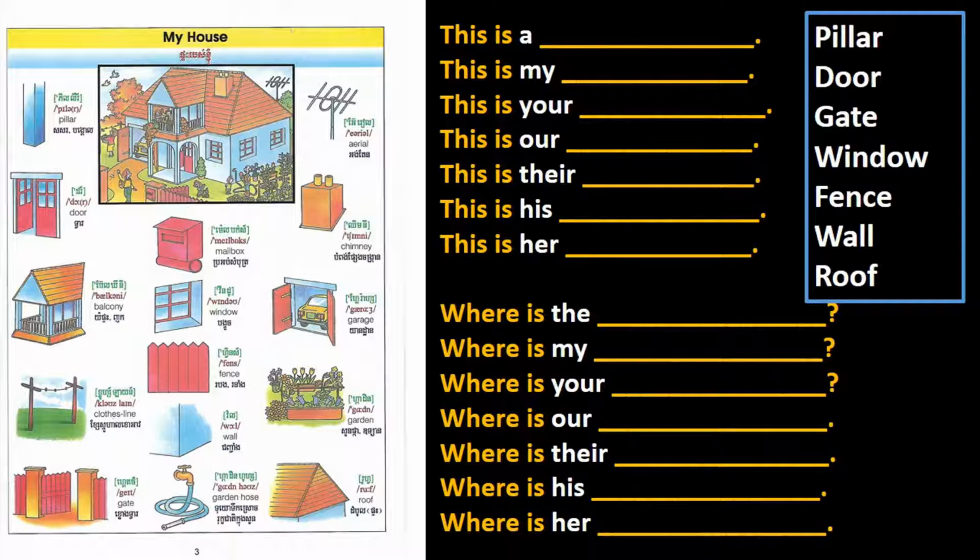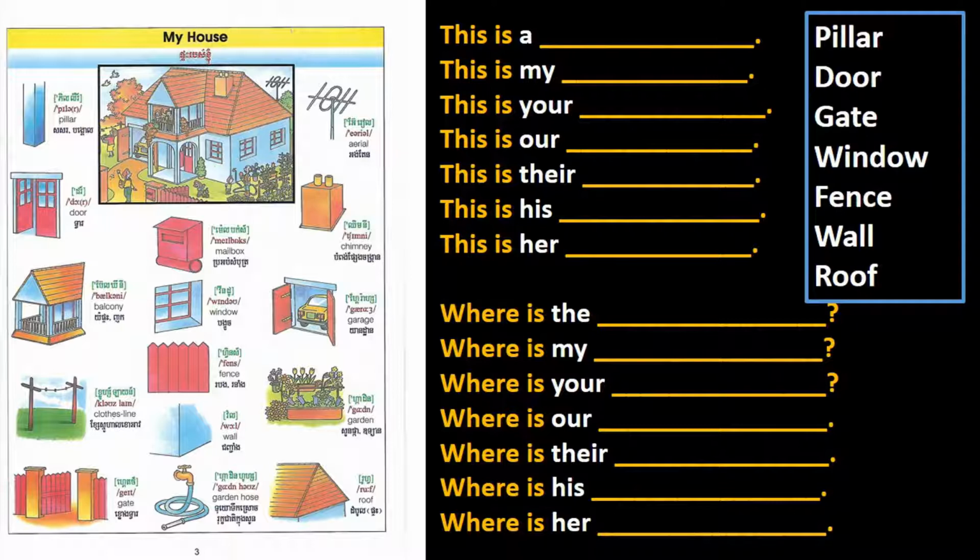This is a, this is my, this is your. This is my chair. This is his camera. This is our house. This is their book. This is his motto. This is her telephone. Is this your book? Yes, it is. No, it is not. Is this his motto? Yes, it is. No, it is not.